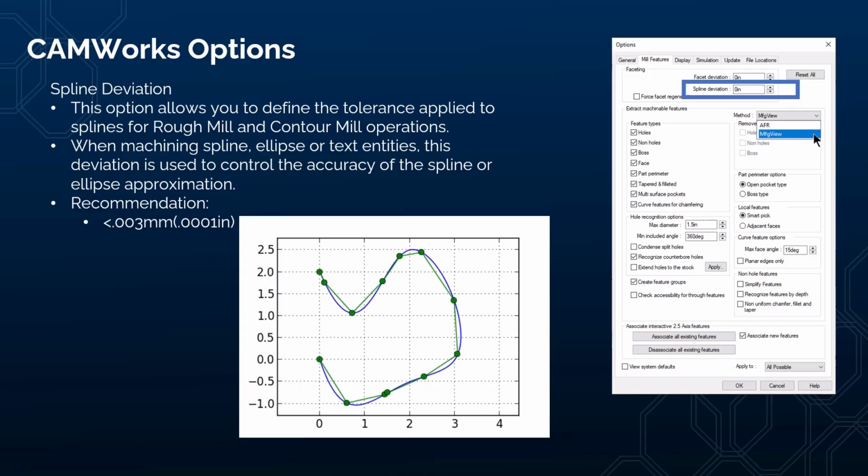Specifically, whenever you are machining spline, ellipse, or text entities, this deviation value will have a direct impact on the accuracy of the spline or ellipse shape. The image shown on the slide gives you a visual of what happens to the spline shape when you have too large of a spline deviation value. You can see the green line represents a large spline deviation. On this slide, I have a recommended value: your value should be less than 0.003 millimeters or 0.0001 inches.